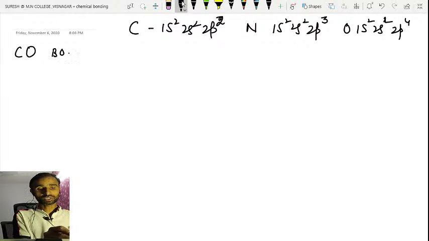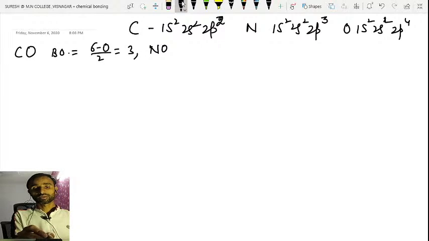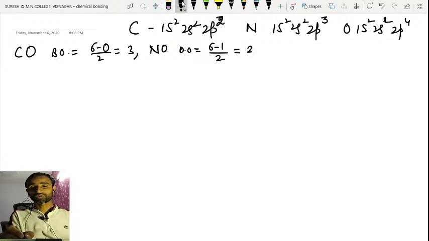So the first 6 are in bonding only. 6 minus 0 over 2 means 3. NO, total electrons 3 plus 4, 7. So out of 7, the first 6 are in bonding, 1 is in anti-bonding. So 2.5.